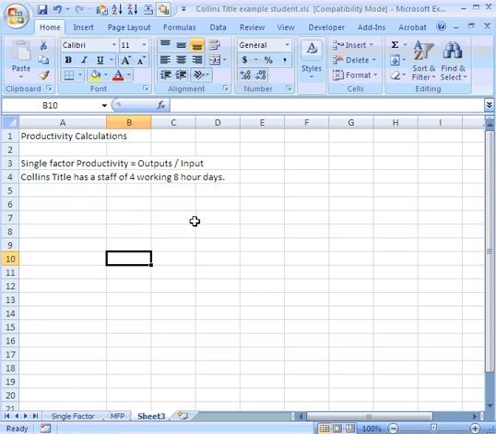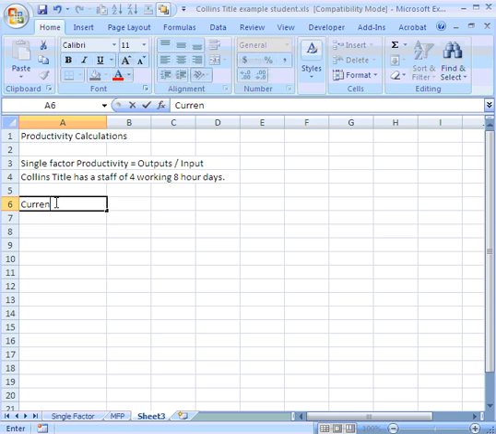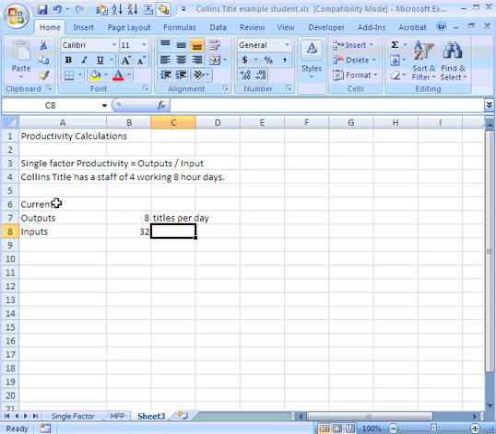Let's go over this Collins title example using a slightly different approach. The same calculations, a slightly different model in Excel. I'm going to use two different calculations, one for the current method where I'll measure the outputs, which is 8 titles per day, and the inputs, which are 32 labor hours per day, which is 8 times 4.